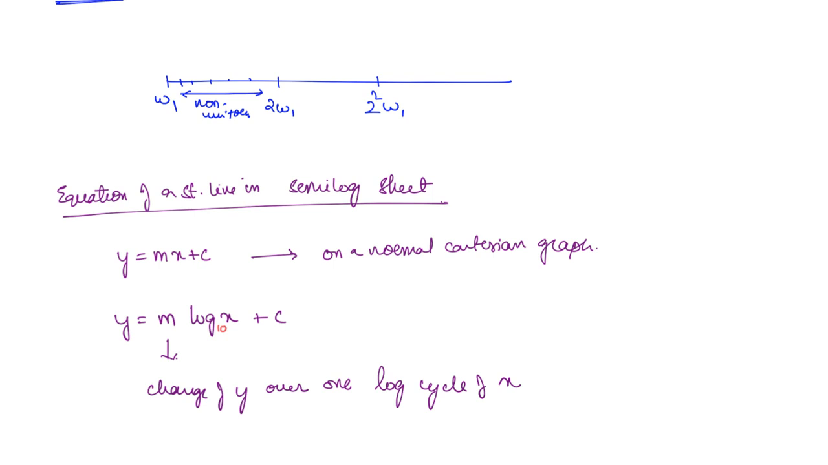Then what about the value of c? The c is not the intercept exactly. It is more appropriately the corresponding value of y to the value x is equal to 1, right? Because only when x is equal to 1, this term will become 0 and c will be equal to y. Here what is c in a normal Cartesian graph? C is going to be the intercept with the y-axis. That means when x is equal to 0, the value of y will be equal to c. But here the value of y when x is equal to 1 is equal to c.